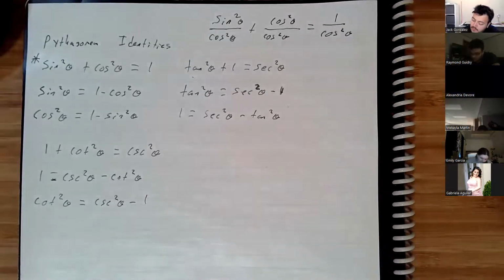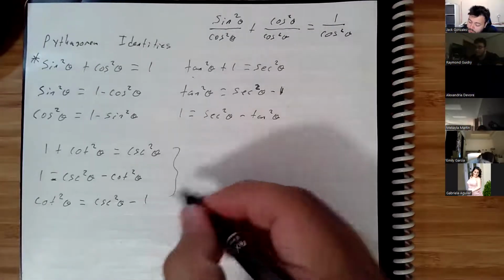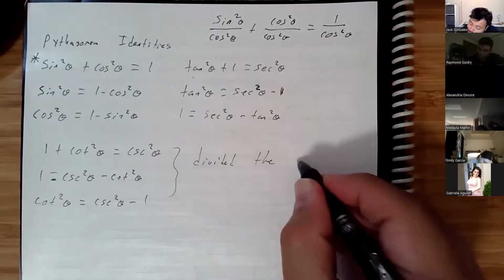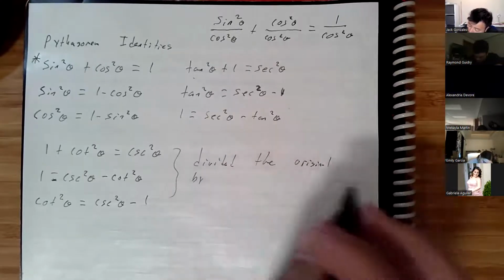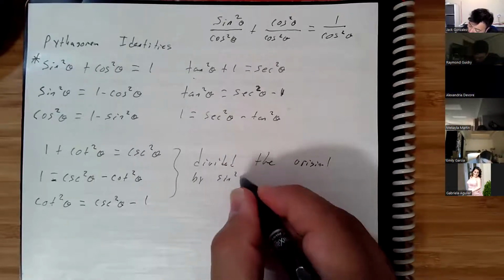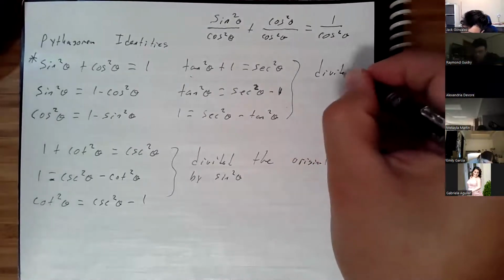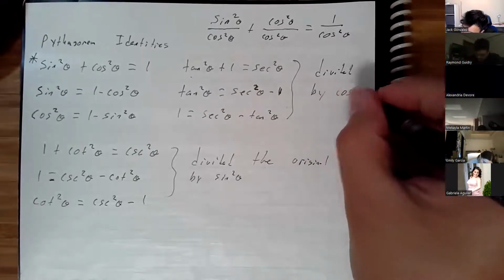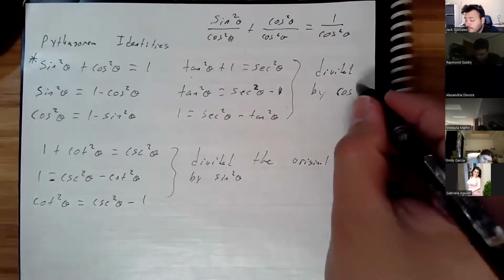Subtract the 1, and then we got all 9. So here we divided the original by sine squared. Here we divide by cosine. And that's how we built them.